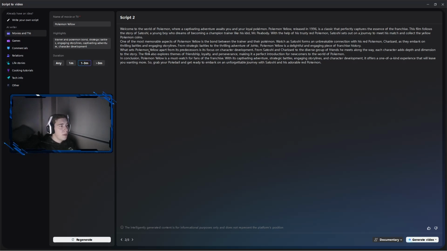What sets Pokemon Yellow apart from its predecessors is the focus on character development from the main character and Charizard to the diverse group of friends he meets along the way. Each character adds depth and dimension to the story. The film also explores friendship and loyalty. This is very interesting. It 100% focuses on the red Pokemon, Charizard, which I find very intriguing.